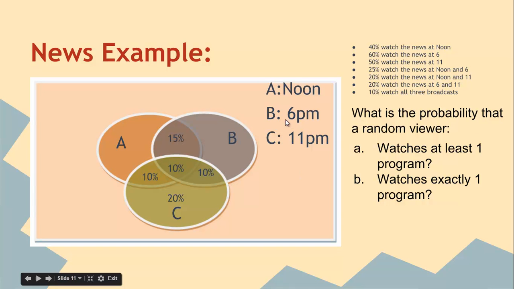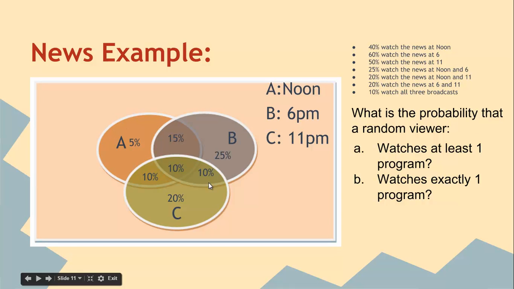60 watch the news at 6. We've already counted 10 plus 10 plus 15, so the remainder is 25. So that B adds up to 60. And then for A, the last number is 5, so that it adds up to 40. The probability that you watch at least one program is all of the percentages added up.